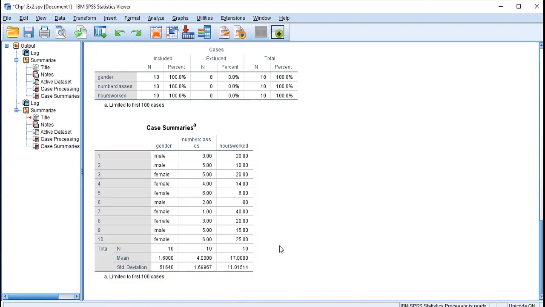N is 10 in each of the cases, because we have taken data for 10 students. 4 of them are male and 6 are female. Now coming to mean, for gender it will not be there, as we all know that gender is basically category data, just got no meaning to the number that is attached to it.